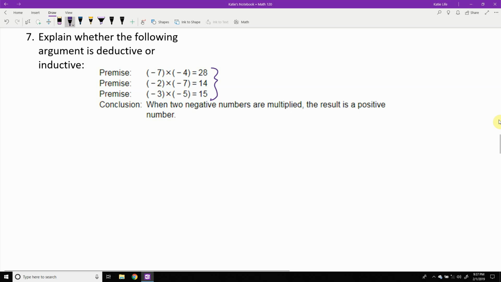But I have very specific examples, and I'm trying to use those examples to build a case for my generalized conclusion, right? When 2 negative numbers are multiplied, the result is a positive number. That is a general statement that kind of encompasses all of the detail and the characteristics of the examples that are in my premises. So this is a setup for an inductive argument.